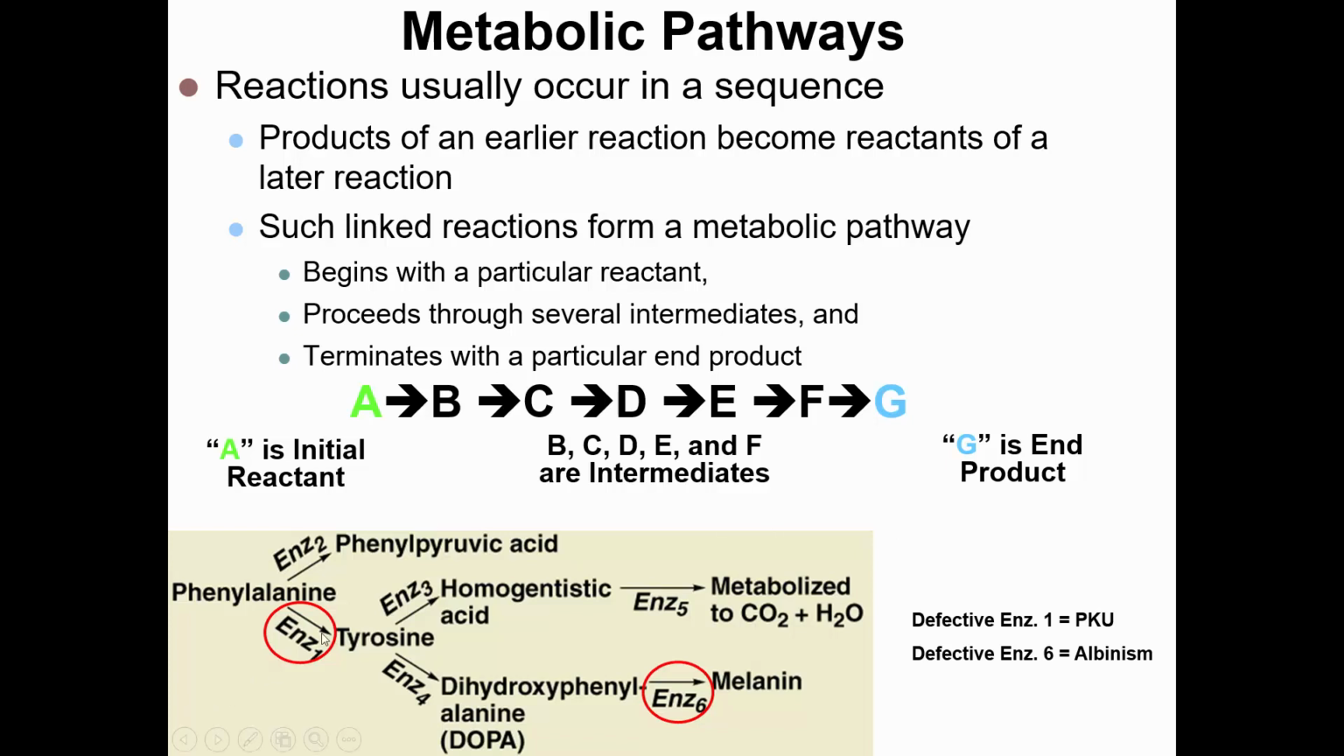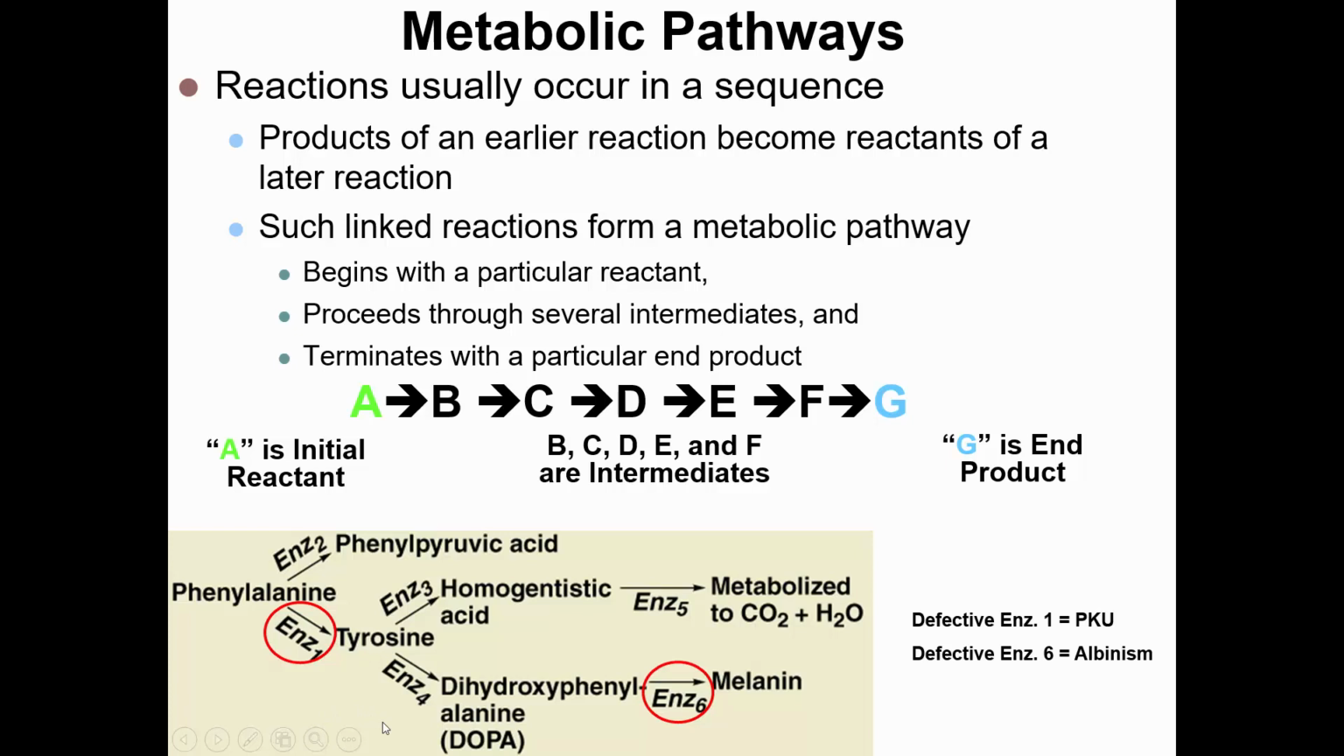I suppose we should say that any enzyme could be mutated, but the reality is that there are 2 enzymes of the 6 shown in this pathway that are commonly mutated. And what we see is that if enzyme number 1 is mutated, then you can't take phenylalanine and get to tyrosine, at least in the same concentration that you could previously.